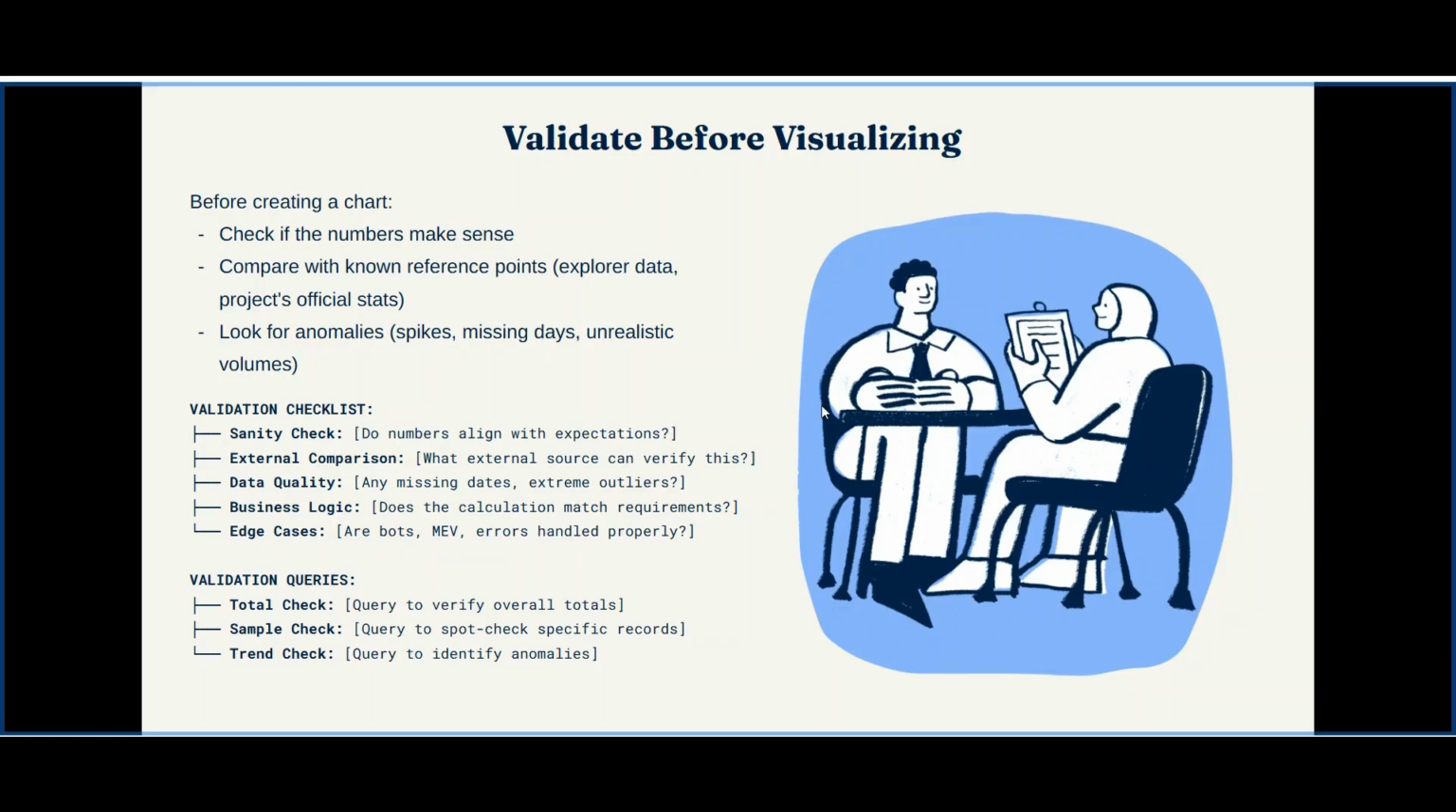And the reason for that is because I want to make sure that whatever I'm presenting is correct and not wrong, because a whole lot of people will be running with whatever you present as the absolute truth. Meanwhile, it is you that did not validate your data. So you want to check if the numbers make sense. You want to compare it with reference points. You also want to look for anomalies, maybe missing days.